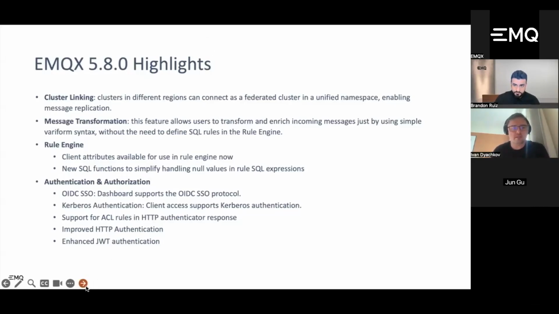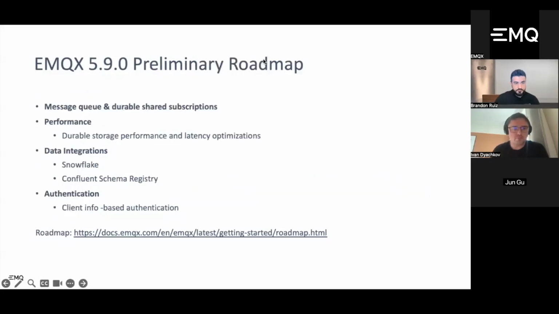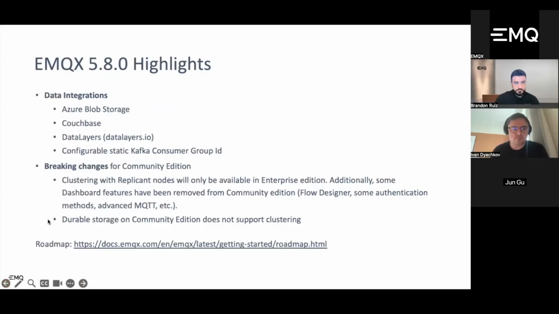Yeah, the next slide. New data integrations: Azure Blob Storage, Couchbase, and data layers, which is a time series database. And an option to configure a static Kafka consumer group ID, which is important with some cloud providers.